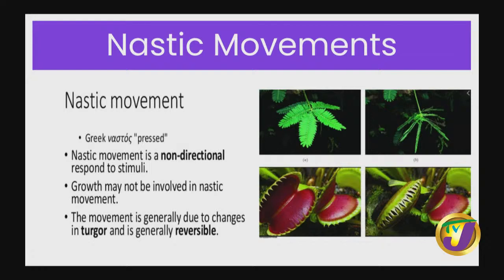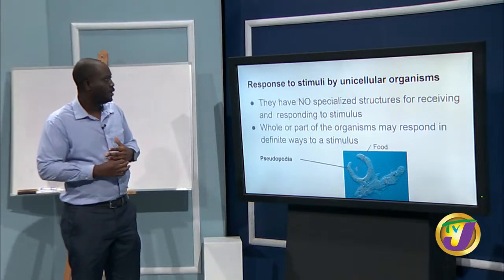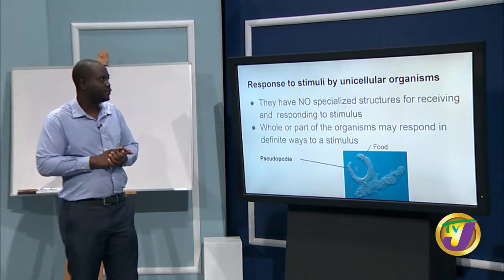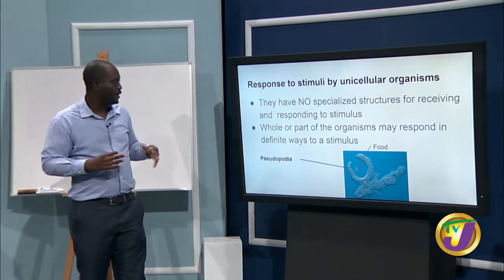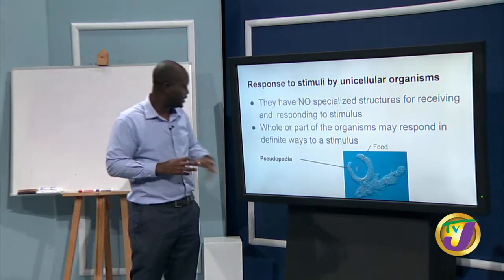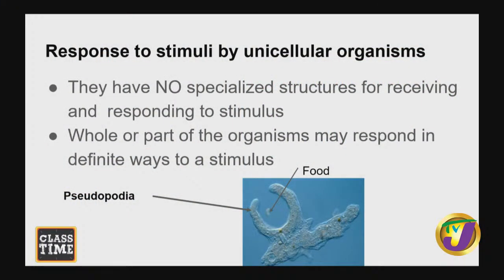Now that's for plants. Now as we move on to more animal-like organisms like the protists, we are going to see how they actually respond to stimulus. And in these organisms, there's no specialized structure for receiving and responding to stimulus. What happens is that the whole or part of the body of the organism may respond in different ways to a stimulus. So this is amoeba. And how does it respond to stimulus, for example food? It does so by using one of its pseudopodia. Pseudopodia mean false feet, pseudo meaning false, podia feet. So they use the pseudopodia to respond to a stimulus.